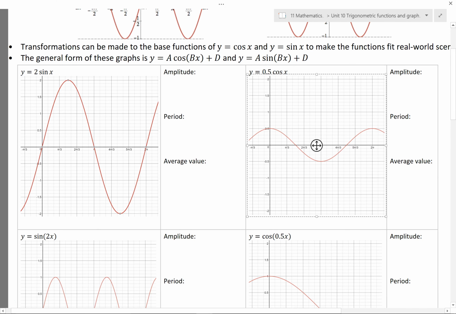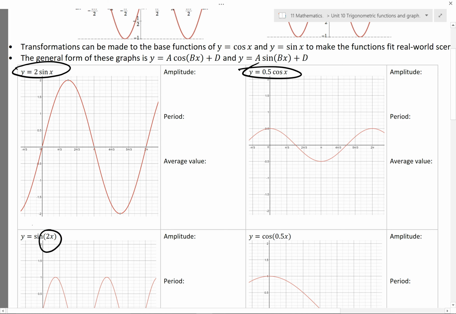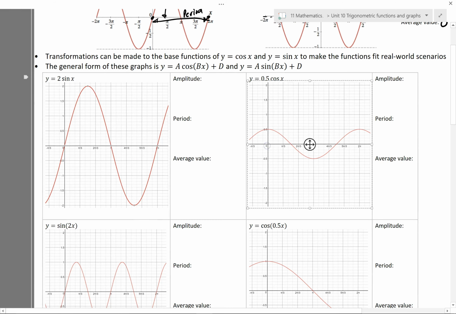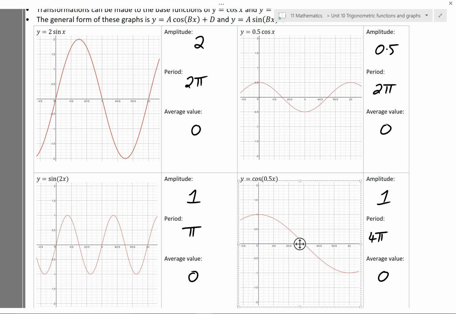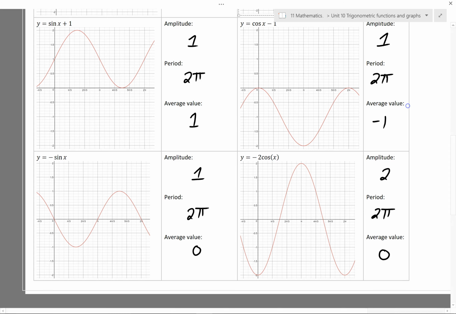There's a relationship between those numbers and the amplitude, period, and average value of a graph. So I've got 8 different functions here where we've done something to the sine graph. We've either multiplied it by a number or we've multiplied the angle by a number. I want you to go through and find the amplitude, period, and average value for each of these, and then have a look at the solutions. Here's a solution for the first 4, and then also the solutions for the last 4.